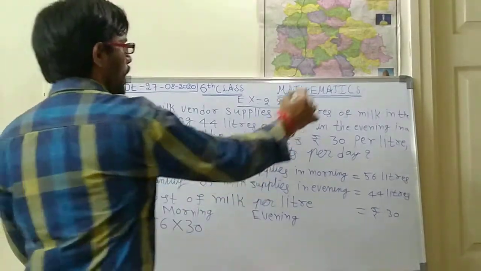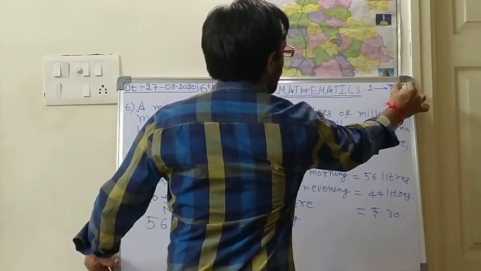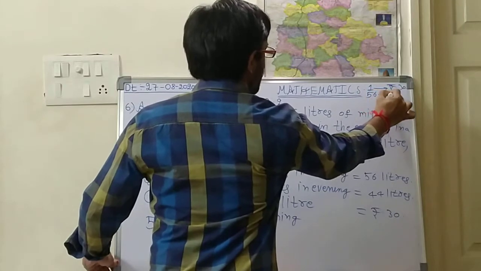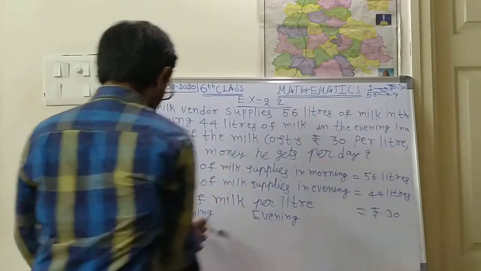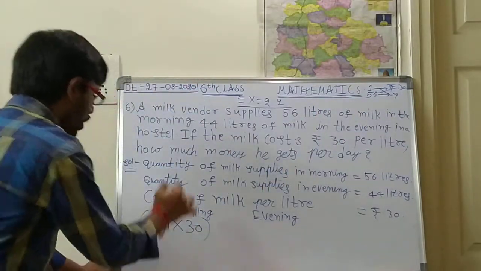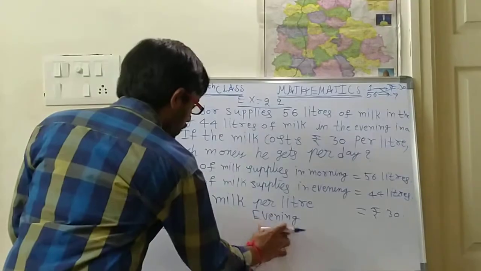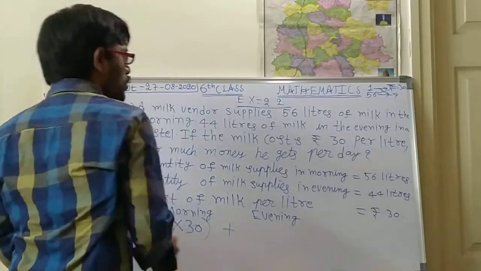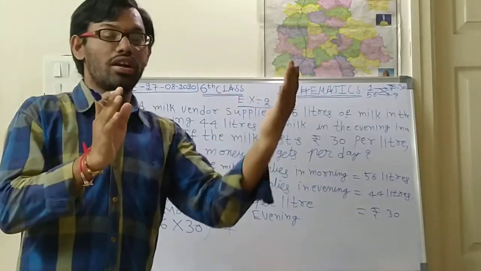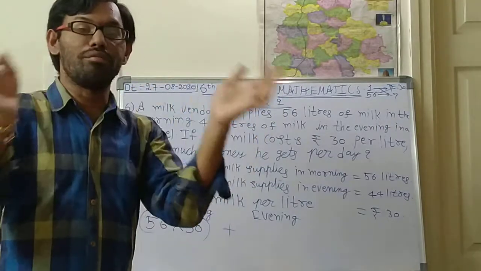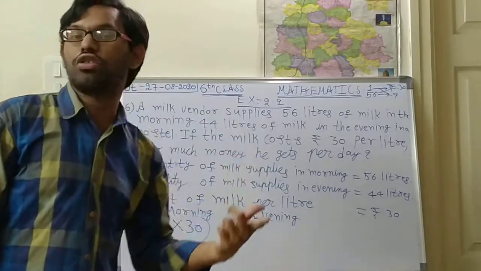Same like the unitary method. For 1 liter he is getting rupees 30. For 56 liters, how much? That means 56 into 30. Is it right, children? So this is in the morning. Now this one plus evening. Per day means you should have morning session and evening session. If you combine both, then you will get per day. So for one day how many rupees are you getting?